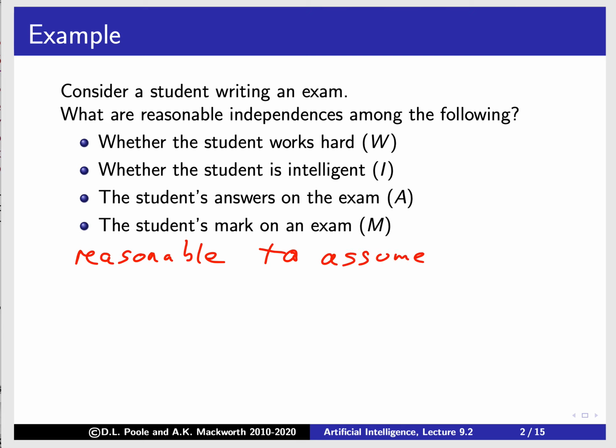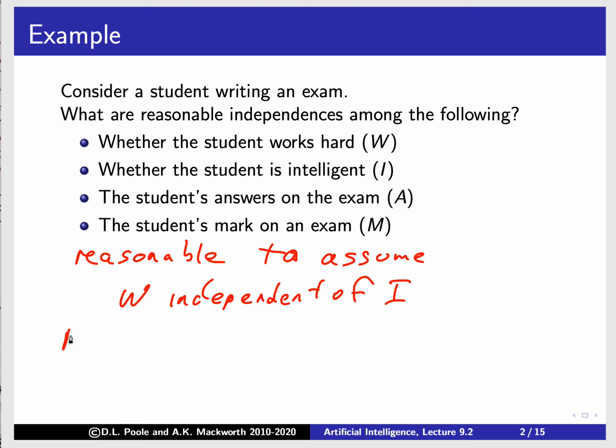that W is independent of I. Okay, it's reasonable to assume that W is independent of I. It's also reasonable to assume the mark is independent of the intelligence given the answers.